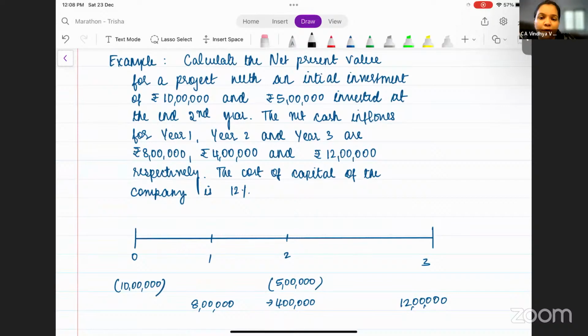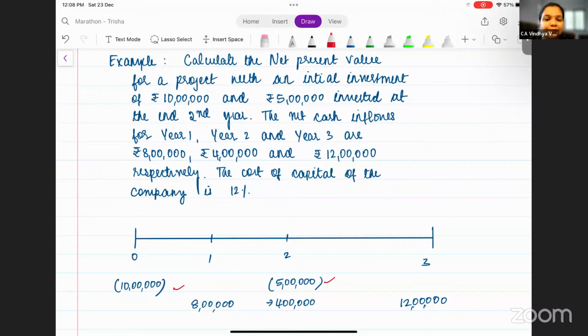Calculate the NPV for a project with an initial investment of 10 lakhs and 5 lakh invested at the end of second year. So you have two investments made here, two outflows. One is 10 lakhs and one more is 5 lakhs. 10 lakhs at year 0 and 5 lakhs at the end of year 2. See, I've written it here. 10 lakhs and 5 lakhs.